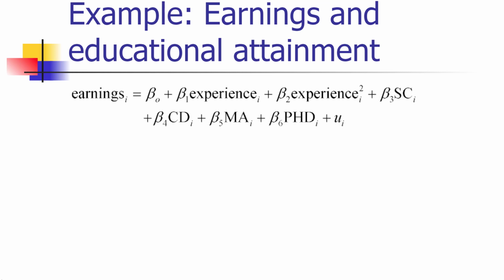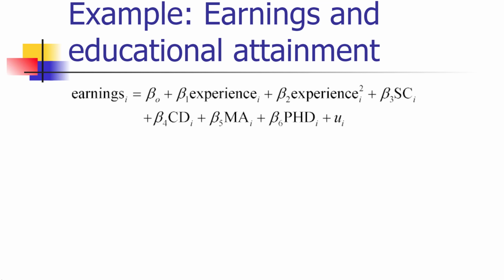Suppose we specify an earnings equation which is quadratic in work experience, and we include dummy variables representing alternative levels of educational attainment. In this data set, educational attainment was coded as SC, which represents some college, which is 1 to 3 years of college, CD, which stands for a college degree, essentially a bachelor's degree, MA, which stands for an MA or an MS degree, and PhD, which represents either a PhD, law degree, or medical degree. Those were all lumped together into that one category.